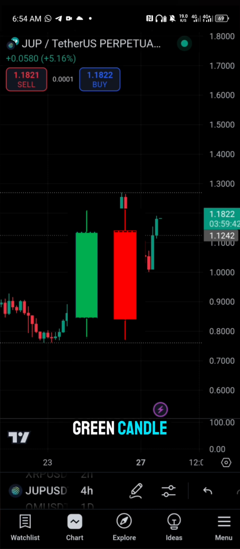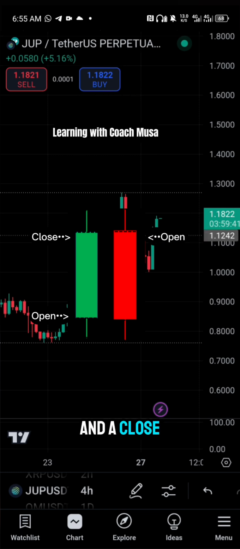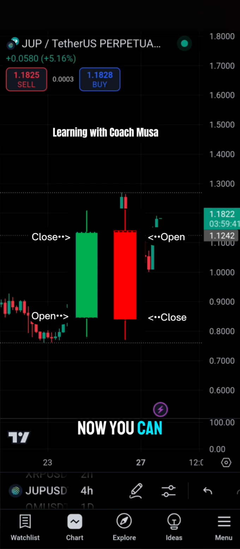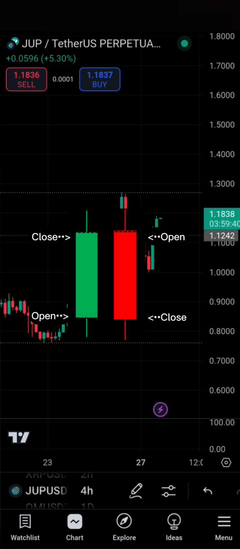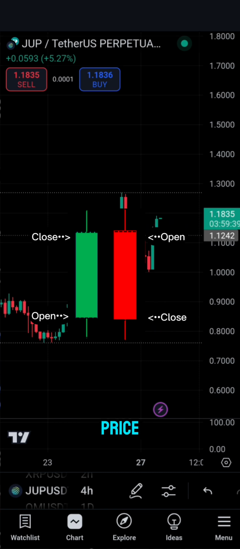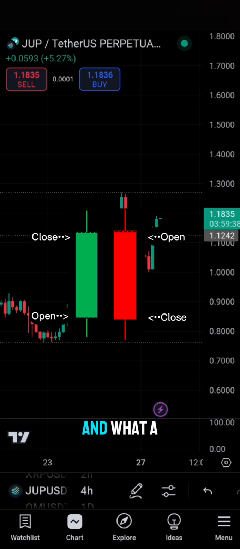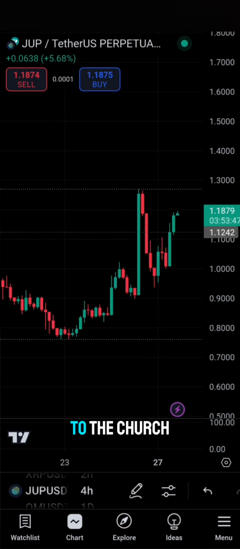Now, for a green candle, we have the opening at the lower part and then the close on top. And for a red candle, we have the opening on top and a close at the bottom. Now, you can as well, in simple terms, define a green candle as a candle in which the closing price is above the opening price, or is higher than the opening price. Then, for a red candle, you can define it as a candle in which the closing price is below the opening price. Now, having known what a green candle is and what a red candle is, let's go back to the chart and try to relate.